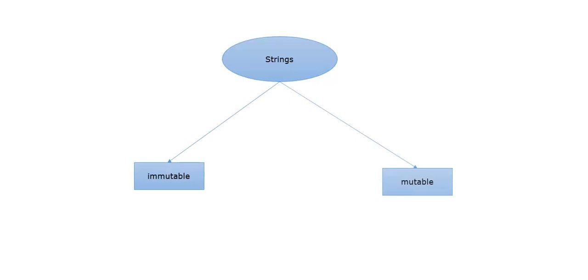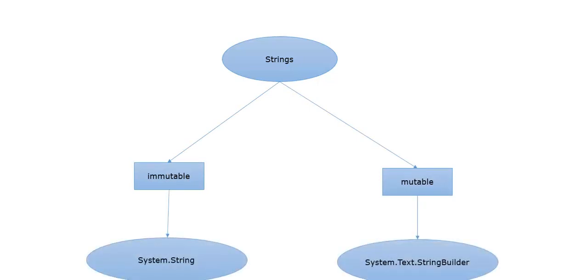Strings are handled in two ways in C#. One is immutable and the other is mutable. System.String is immutable while StringBuilder is mutable. So what is immutable and mutable? Immutable means the same object cannot be modified in memory, while mutable is just the reverse, meaning the same object can be modified.